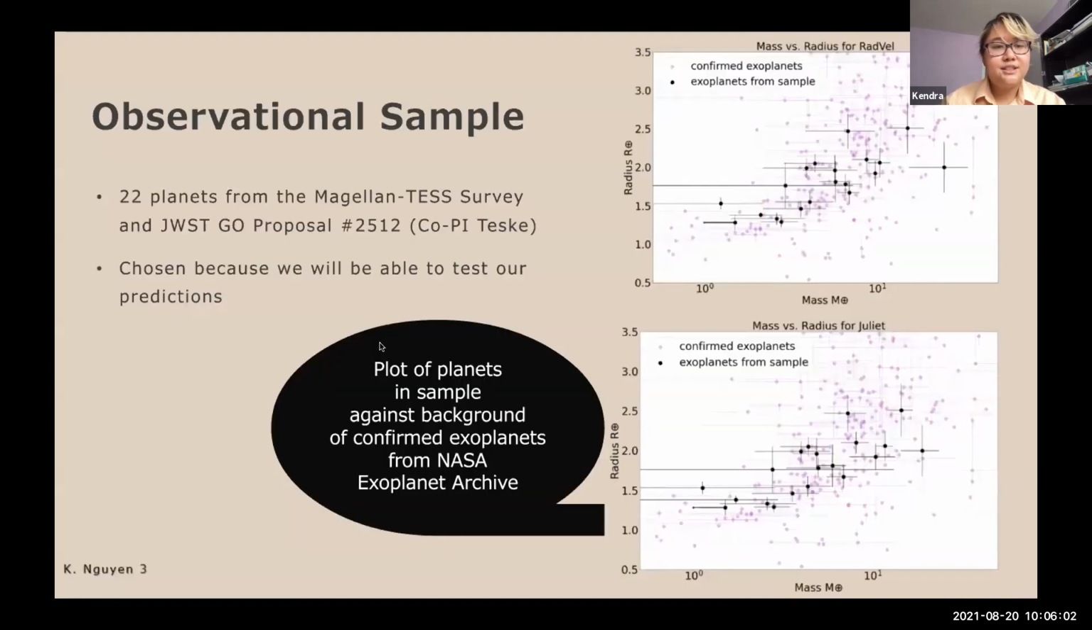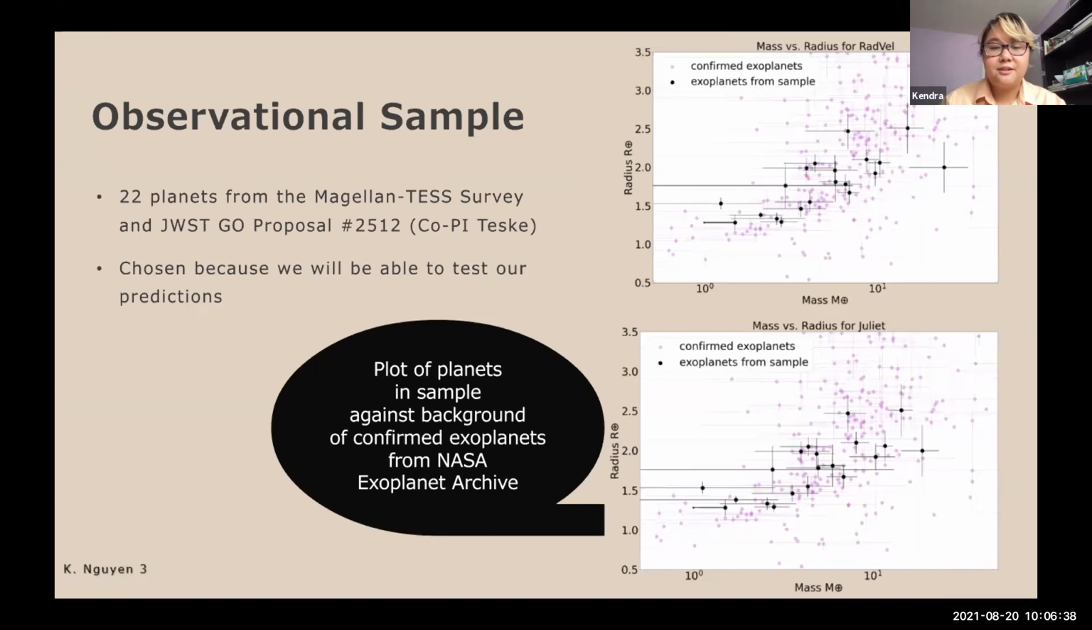I have been studying 22 planets this summer from the Magellan TESS Survey and the JWST GO proposal, written by, and co-principal investigated by, my advisor, Johanna Teske. These planets were chosen because we will be able to test our predictions for these planets against observational data from the JWST proposal. The other reason we chose these planets is because their masses were obtained from a program designed to minimize bias.